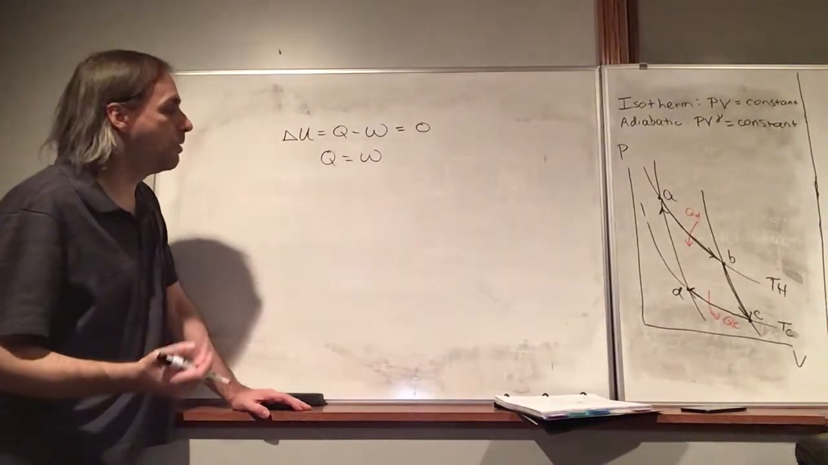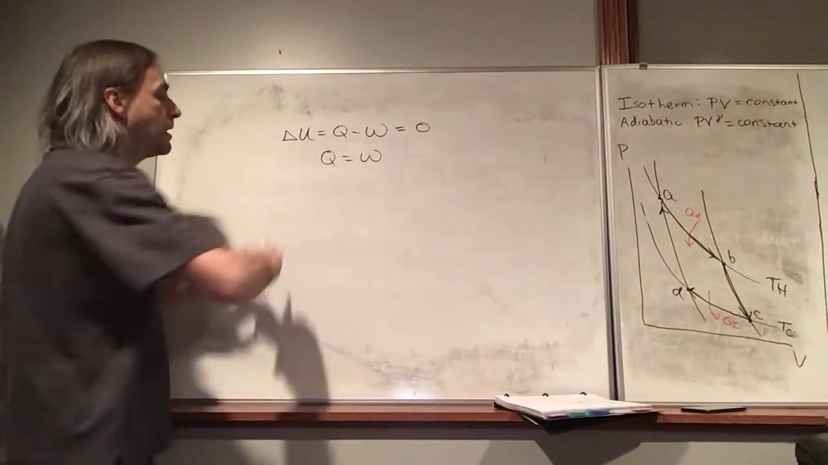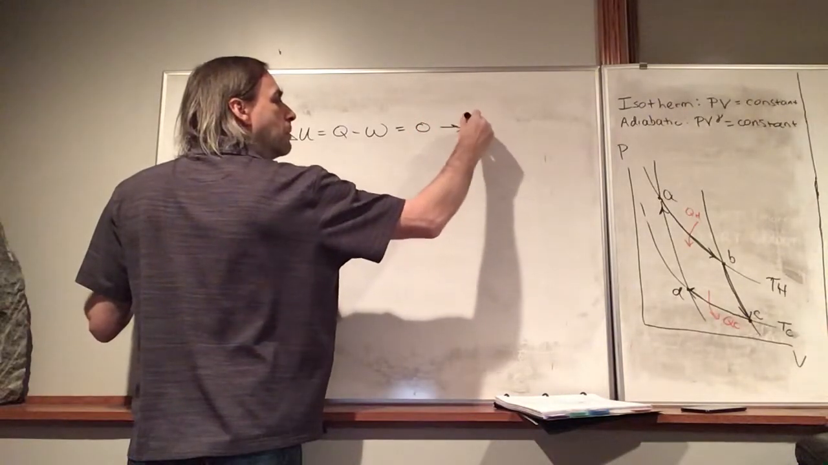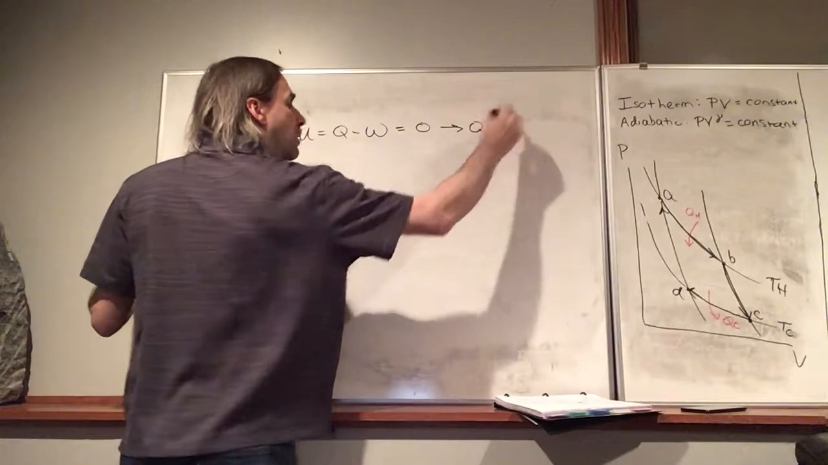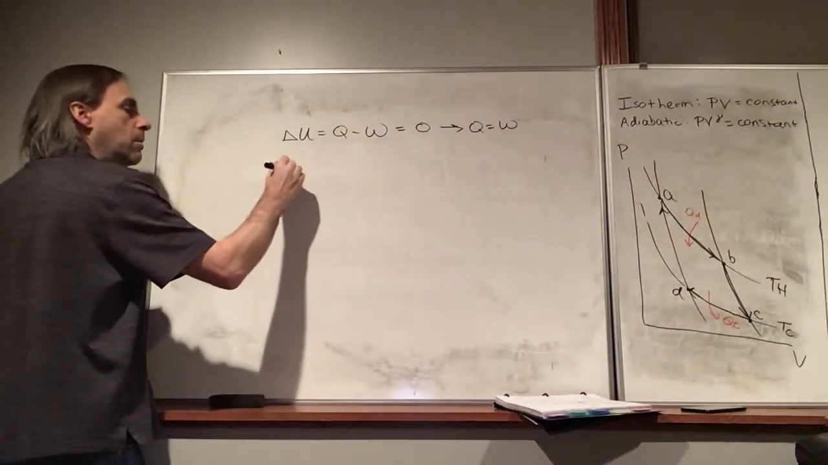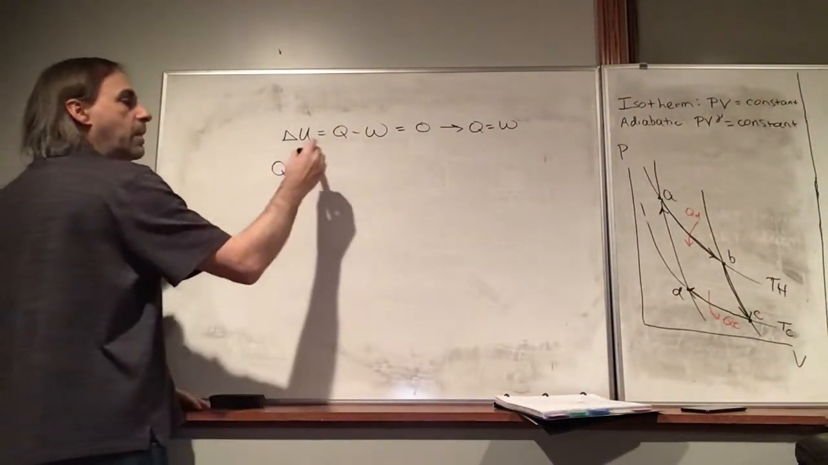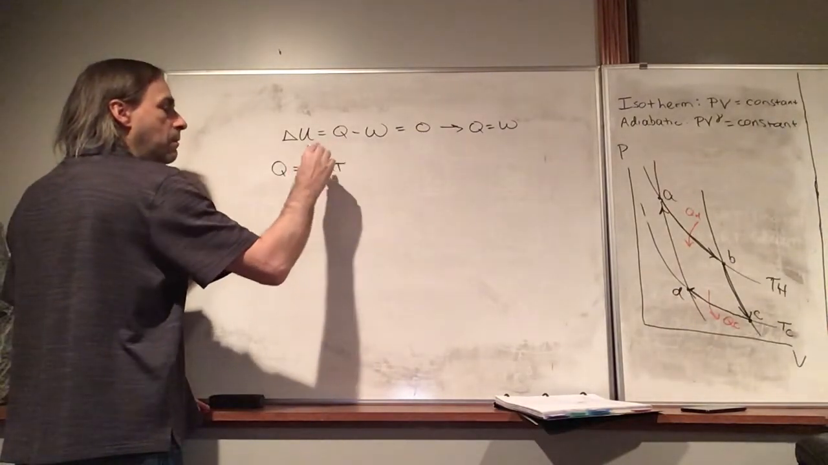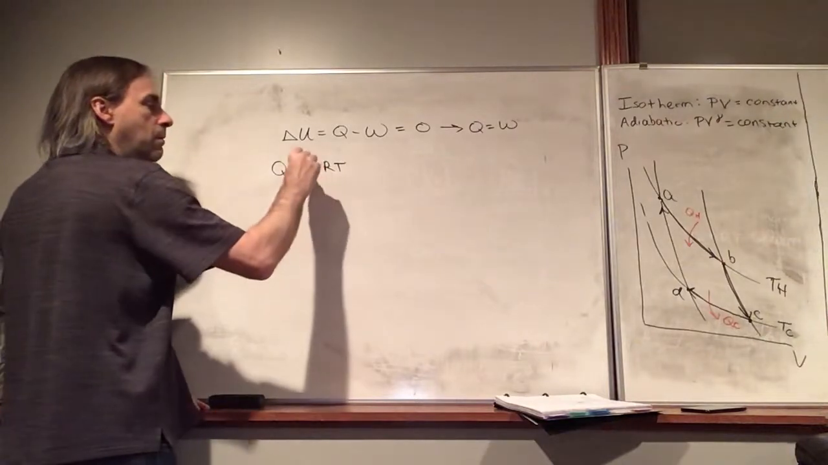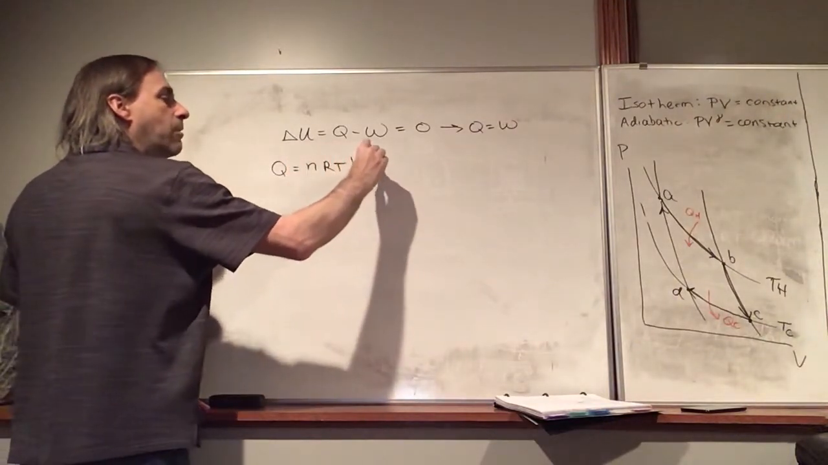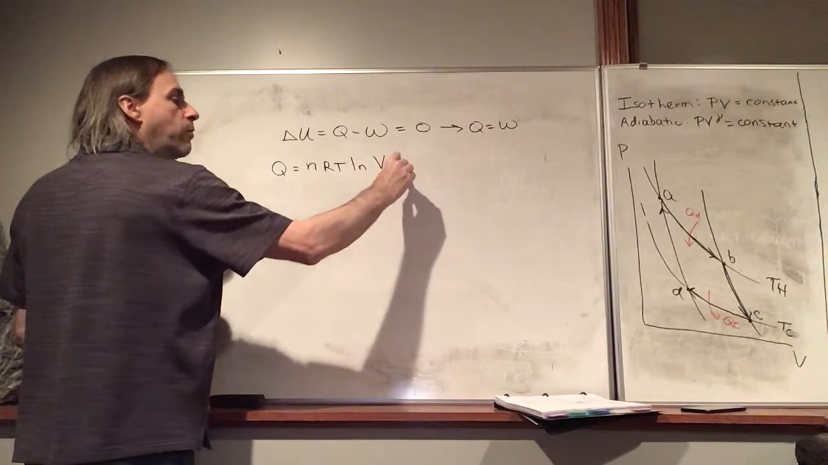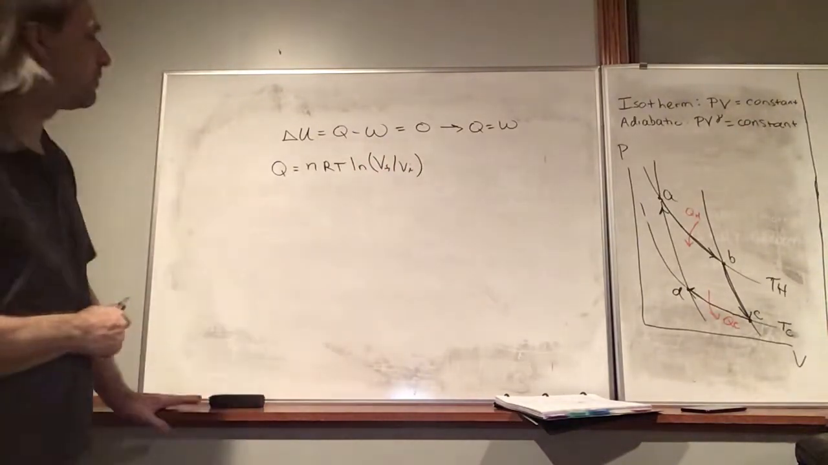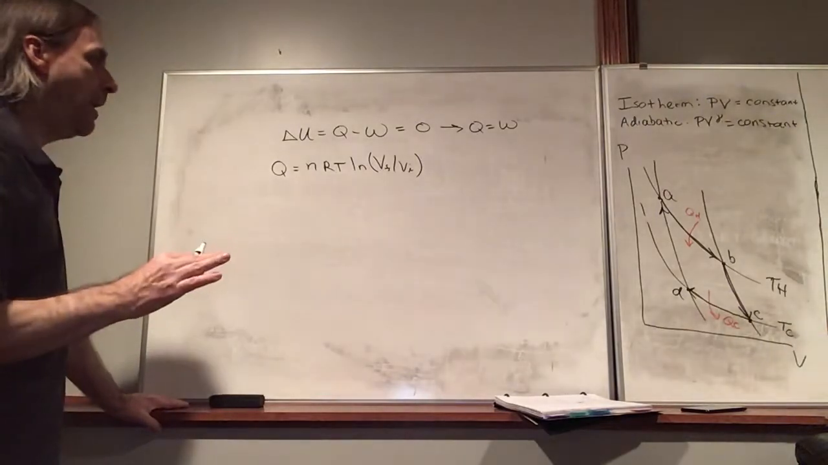And again, that W is, so let's summarize everything here. So Q is equal to W. So Q is equal to nRT times the natural log of V final over V initial. Okay.